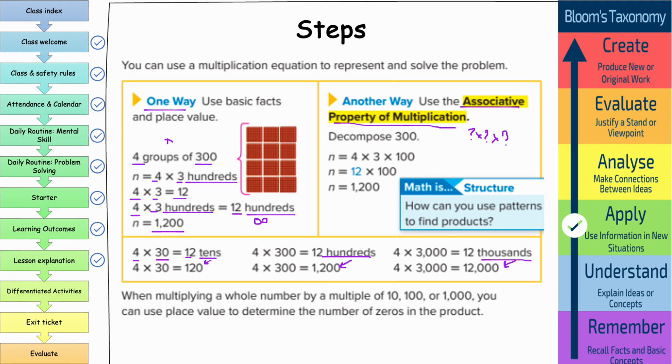So what number can I decompose? I can decompose the 300. So it's 4 times 300. I will decompose the 300 into 3 and 100. So now I have 3 numbers. This is the associative property of multiplication. So 4 times 3 is 12 and then times 100. Then 12 times 1 is 12 and then I will just put the 2 zeros down. So the answer is 1200.